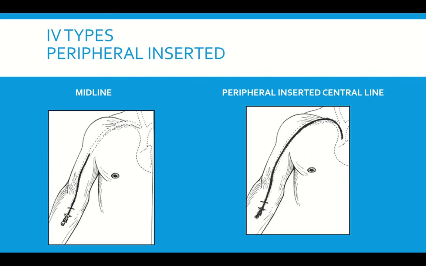Some of the things with care for these is I would not be taking blood pressures on this arm. If it's a peripherally inserted IV in someone's hand, you can, of course, take blood pressures on that arm. But with a midline or a peripherally inserted PICC line, you don't want to, because the pressure of that cuff can cause damage to the inside wall of the vessel that the IV tubing cannula is in.